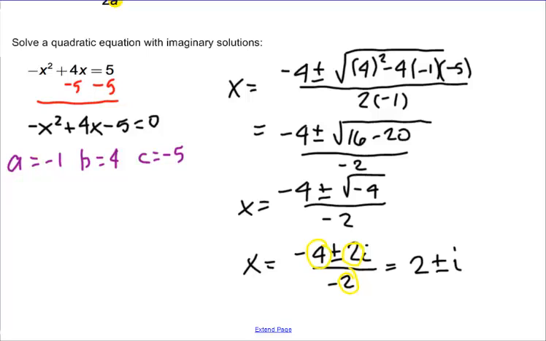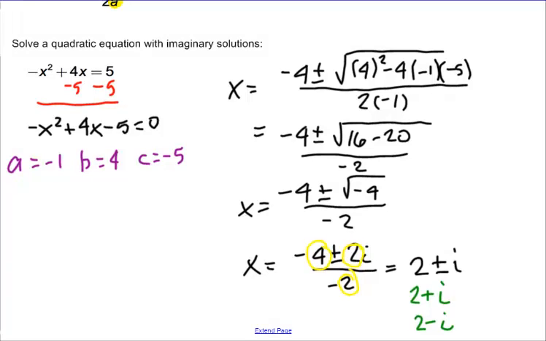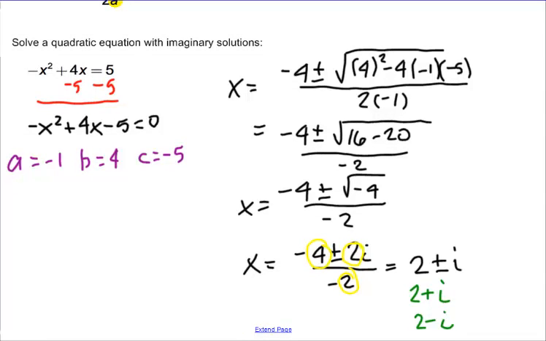So our final answer here is this guy, and it's 2 answers. Why? Because I have 2 plus i and I have 2 minus i. If you have one complex number answer, you will have 2 complex number answers, imaginary complex numbers. So keep that in mind.